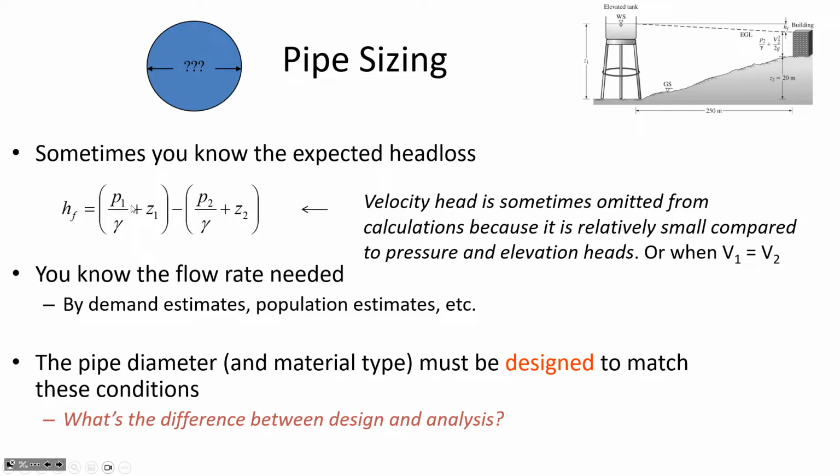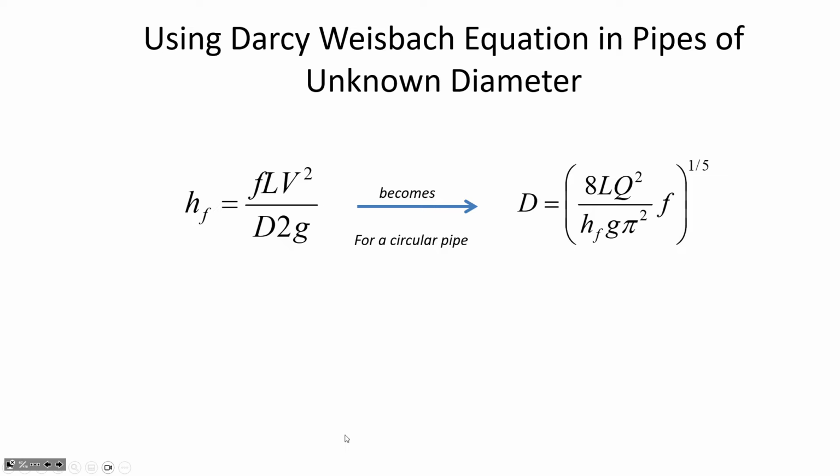Oftentimes in design there's multiple constraints that you're trying to balance and trying to minimize the cost of something. But in this case, what I'm trying to highlight is that in design, frequently we'll have to do multiple calculations, like determine a first guess, adjust it, calculate again, adjust further, calculate again, and that's especially true when friction factor is involved. So you've seen this equation before.